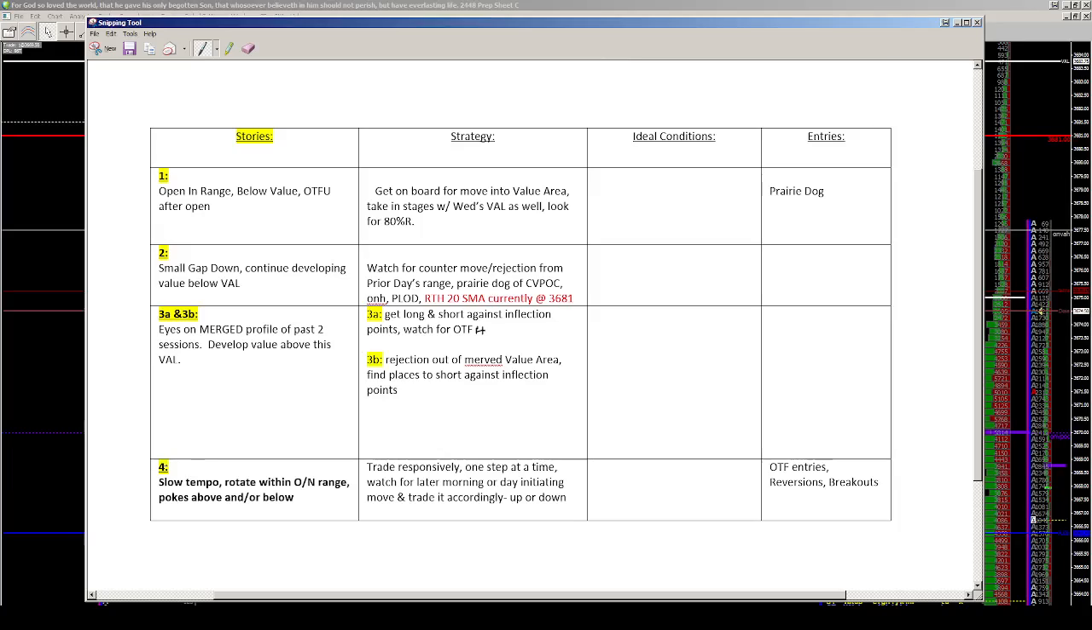Another thing could happen today, and this is not exhaustive. I didn't cover everything. Slow tempo and rotate within the overnight range with pokes above and or below. At this point, the idea is, whatever you use to trade against, the daytime frame references, intraday value area high low, pivot points, moving averages on your time frame, whatever, trade responsively. What does that mean? It means you trade extremes, right? One step at a time. Just be on the lookout for a later morning or day initiating move, and trade that accordingly as well, up or down. Okay, so that's the morning.